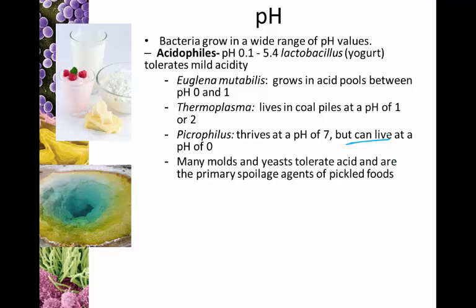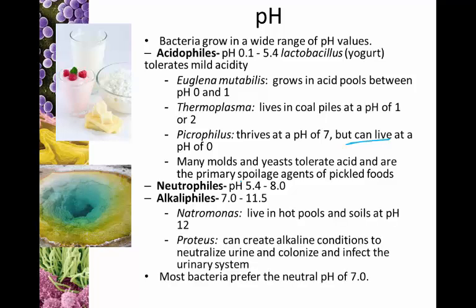Speaking of which, neutrophiles. Happy to have those neutral pHs somewhere between that 5.4. That seems to be the threshold for a neutrophile, all the way up to a pH of about 8. Most organisms preferentially like somewhere around a pH of 7, relatively neutral. The alkalophiles prefer alkaline pHs. No, they're not called basophiles. They like the higher pHs.